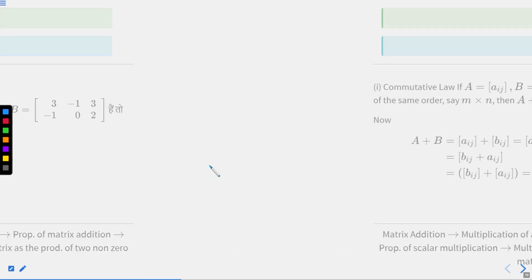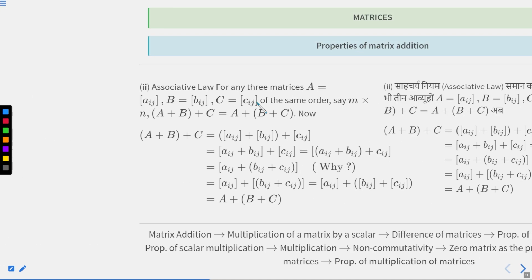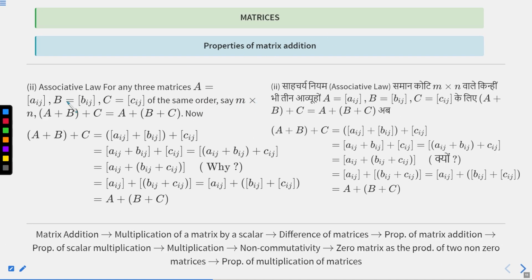Okay, simple. Now as we discuss the properties of matrices in addition, you all know the commutative law holds. You add a to b or b to a, you will get the same answer. The associativity holds: you have three matrices, you add the first two and then add the output to the third one, you will get the same answer. If you add the last two matrices and then add that answer to a, you will get the same answer.